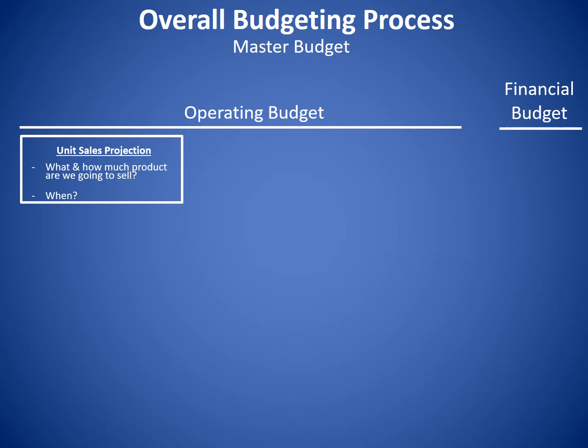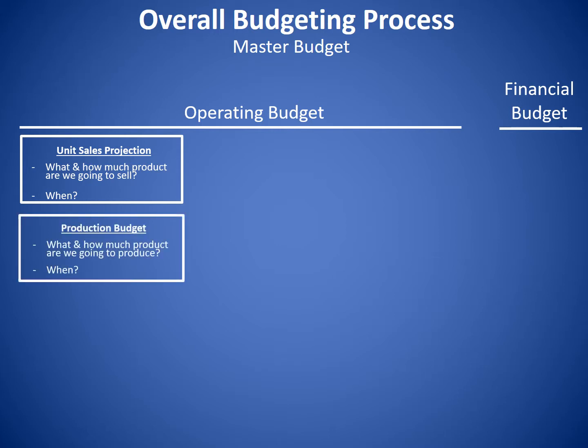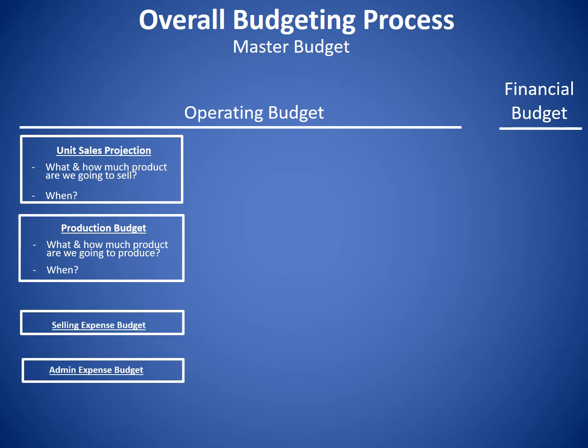Again, remember, I'm saying units. I'm not even talking about dollar amounts at this point. After we know how many units we're going to sell and when, we have to come up with the production budget, which is basically what and how much product are we going to produce, and when are we going to produce it. Next, we're going to come up with the selling expense budget and the administrative expense budgets.